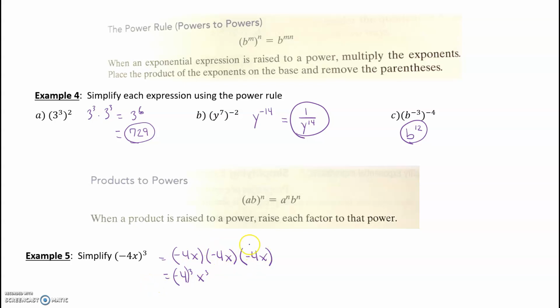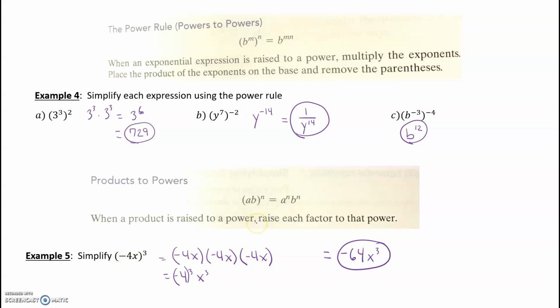But this is why, if you expand it out, you don't have to memorize those rules. What do we get? -4 to the 3rd is -64, and x cubed is x cubed. So you can raise each factor to that power.